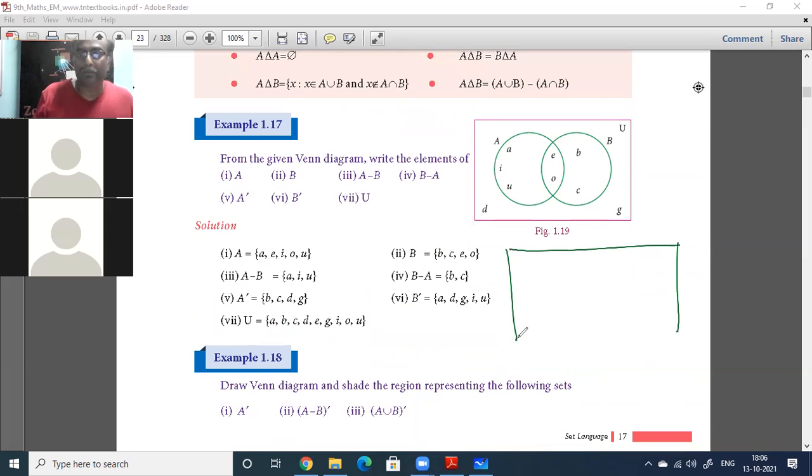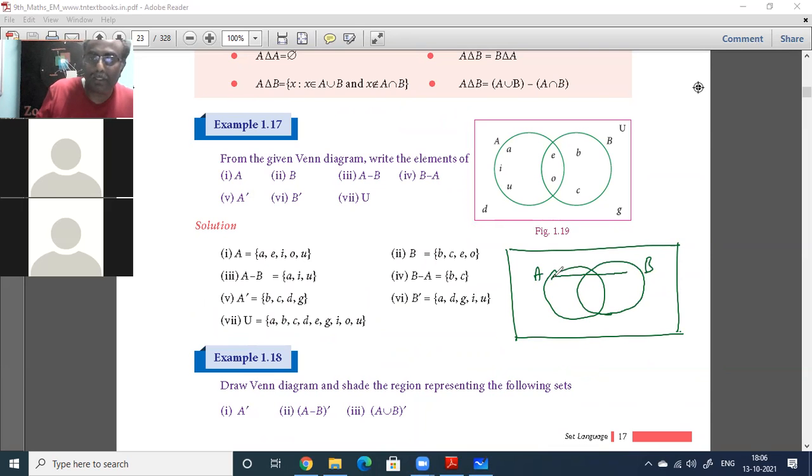Two steps you have to do. You have to do it in two steps only. You can't do it in a single step. Okay, this is A, this is B. What is A union B? Everything here is A union B. It either belongs to A or belongs to B. This is A union B.